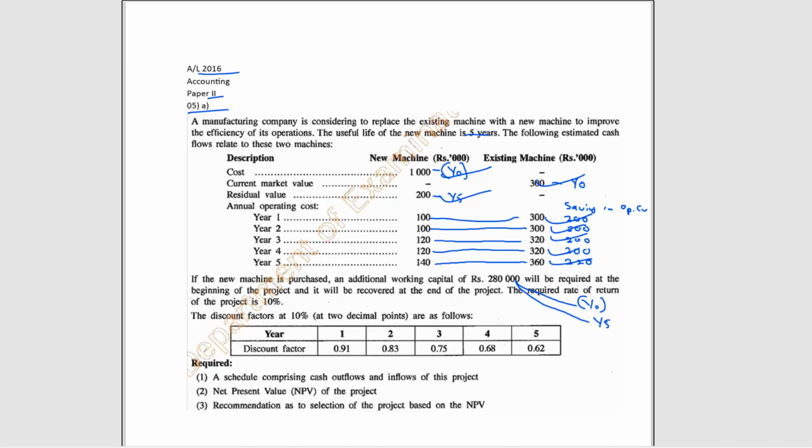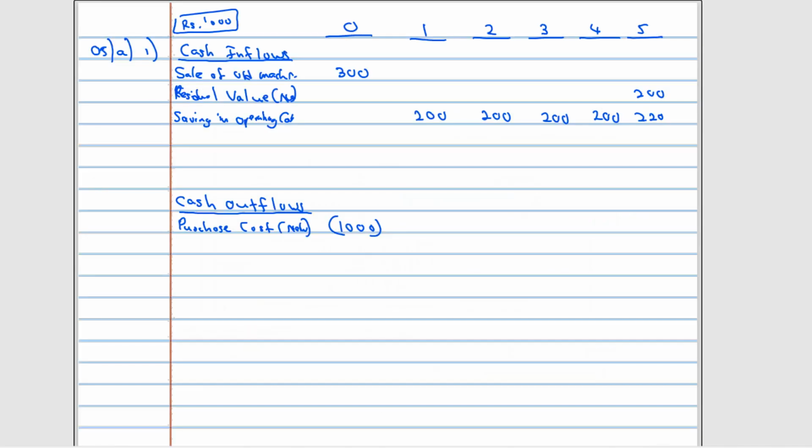Now you have the working capital. Working capital injection in year 0. How much is that? 280,000 in year 0. And you can recover the working capital. So working capital recovery. My handwriting is a little weird, but you have to write it nicely. How much is that? 280,000. So we can recover it back. 280,000.